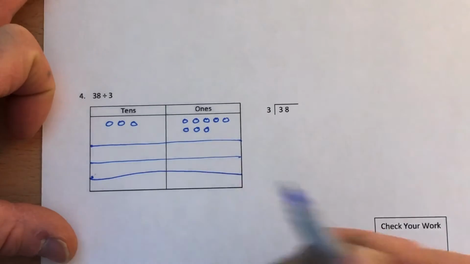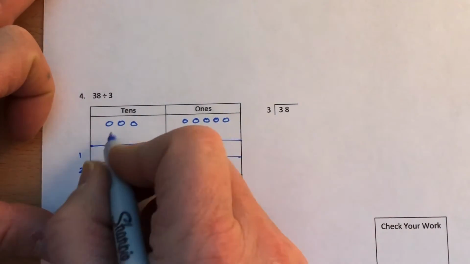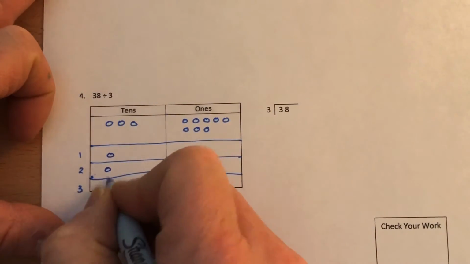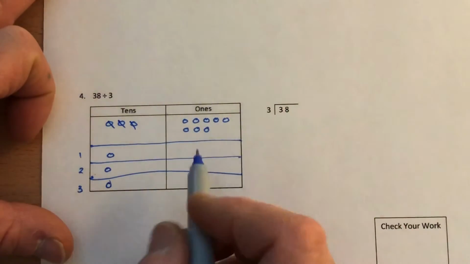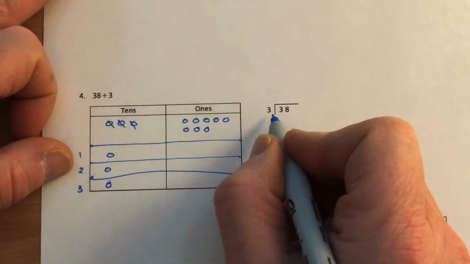Good, 1, 2, 3. Okay, so 1, 2, 3. Now, tens pretty easy. I got 3 tens, 3 spaces. So 1, 2, 3. I used all those up there. Okay, so here's the same thing. Divide is the 8. So let me show you over here what we just did.